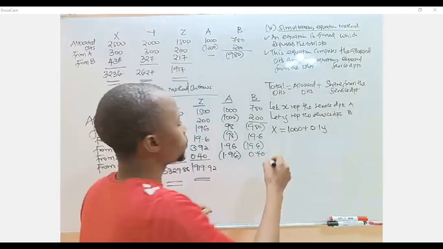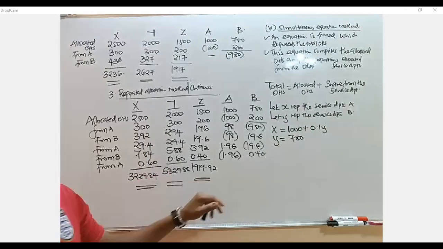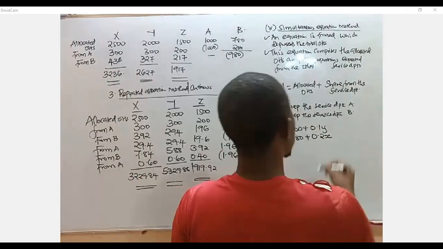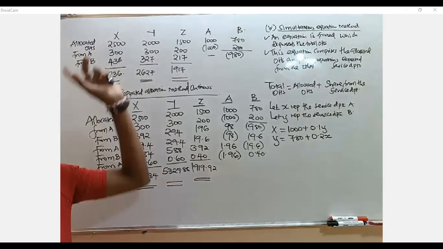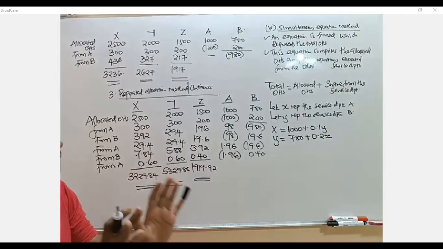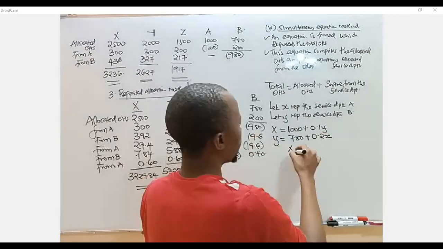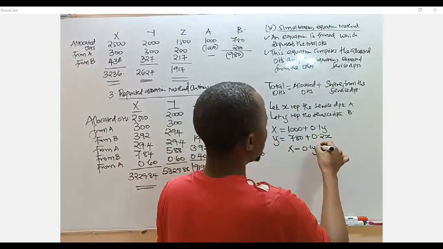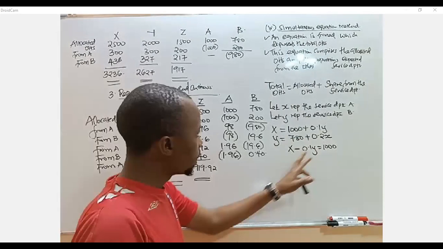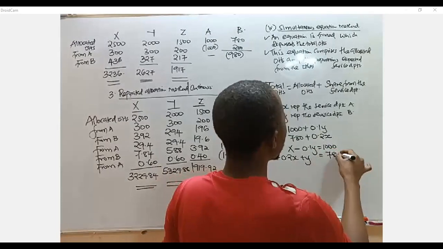Going to Y, the allocated is 780 plus how much are they benefiting from the other service department? B gets 0.2 of X, from the other service department, which is A, represented by X. Very good. To put the like terms together, I must move these to the other side. x minus 0.1y should be equal to 1,000. Then because we want the x on one side, negative 0.2x plus y should be equal to 780.